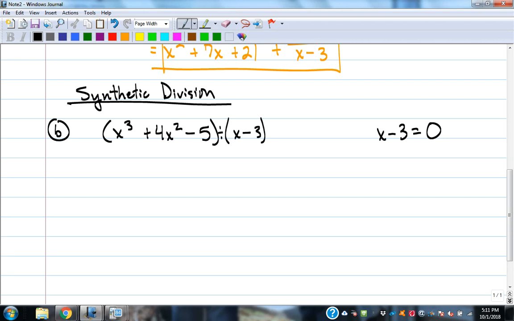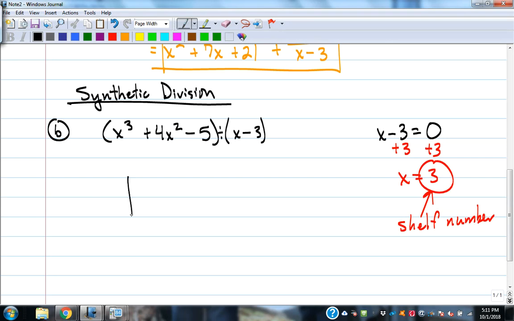Now, what we want to do is take that linear polynomial that we're dividing by, set it equal to 0, and solve it. So add 3, x equals 3. This number, I call that my shelf number. So if I say, what's the shelf number? You know where that came from. It came from setting the divisor equal to 0 and solving. That's the shelf number. Now, let's set up the synthetic division.